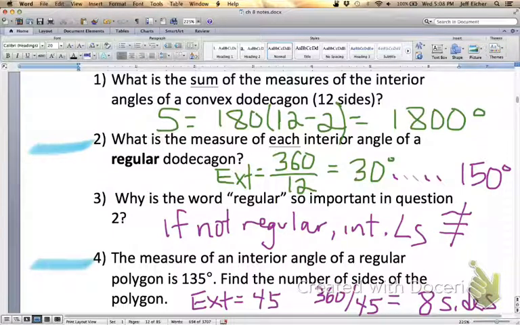And notice on number 4, I also chose to find the exterior angle first. So the interior angle is 135, that makes the exterior angle 45, and 360, the sum of all the exterior angles, divided by 45 is 8-sided, so it's an octagon.